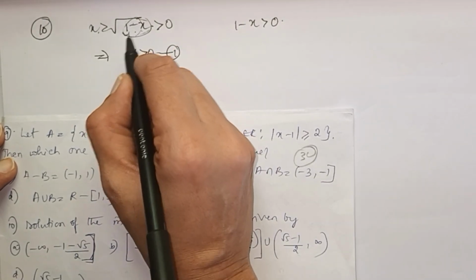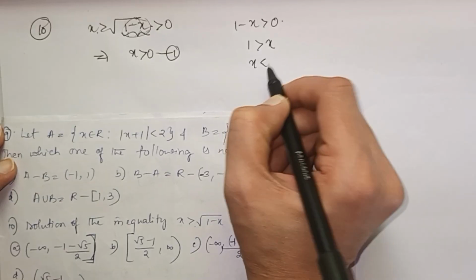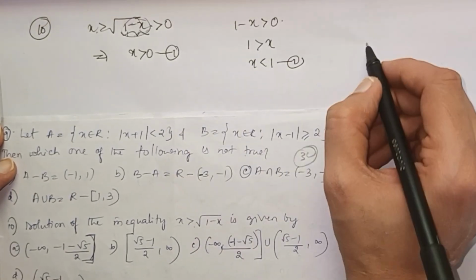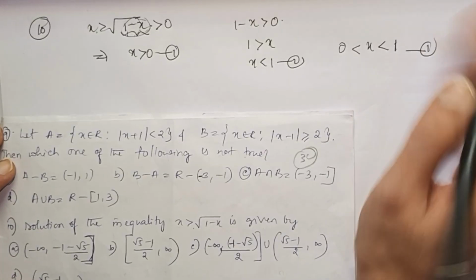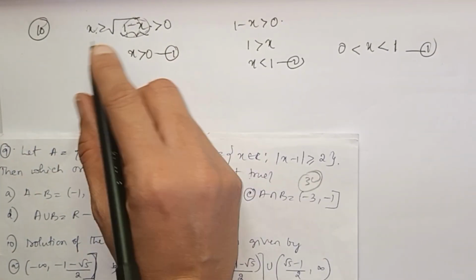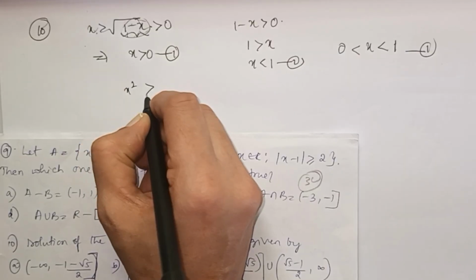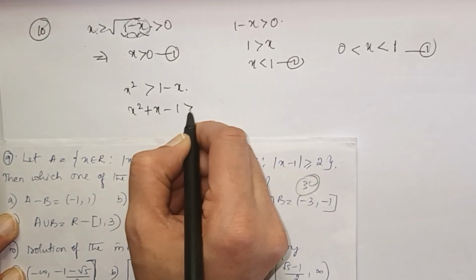And one more, you have the term within the square root is greater than 0. So 1 greater than x, x is less than 1. This is another. When you combine these two, you will get x is greater than 0, less than 1. So this is one condition. Next, to get the solution set, square on both sides. x square is greater than 1 minus x. You will get a quadratic inequality, x square plus x minus 1 greater than 0.